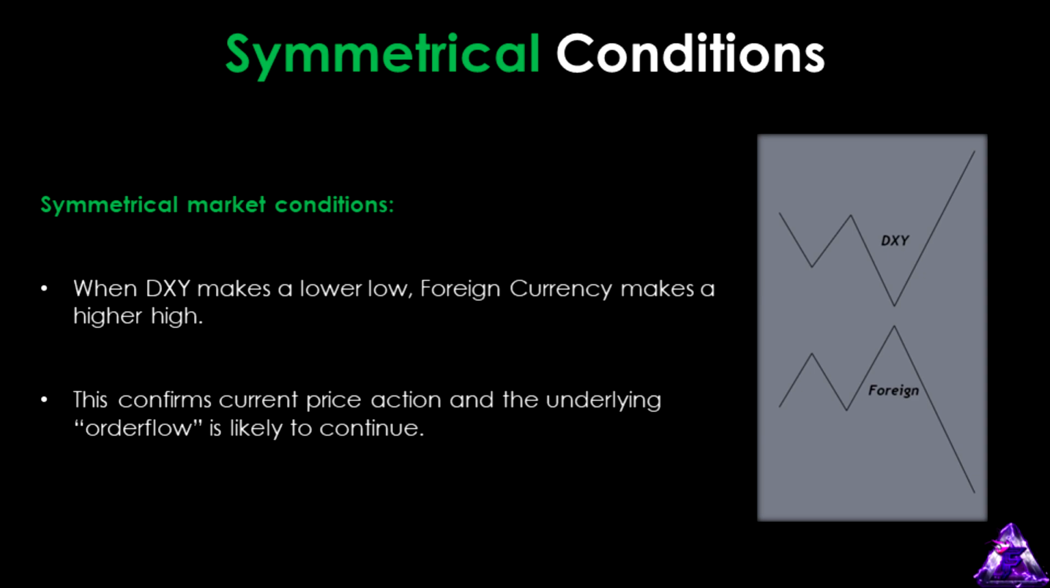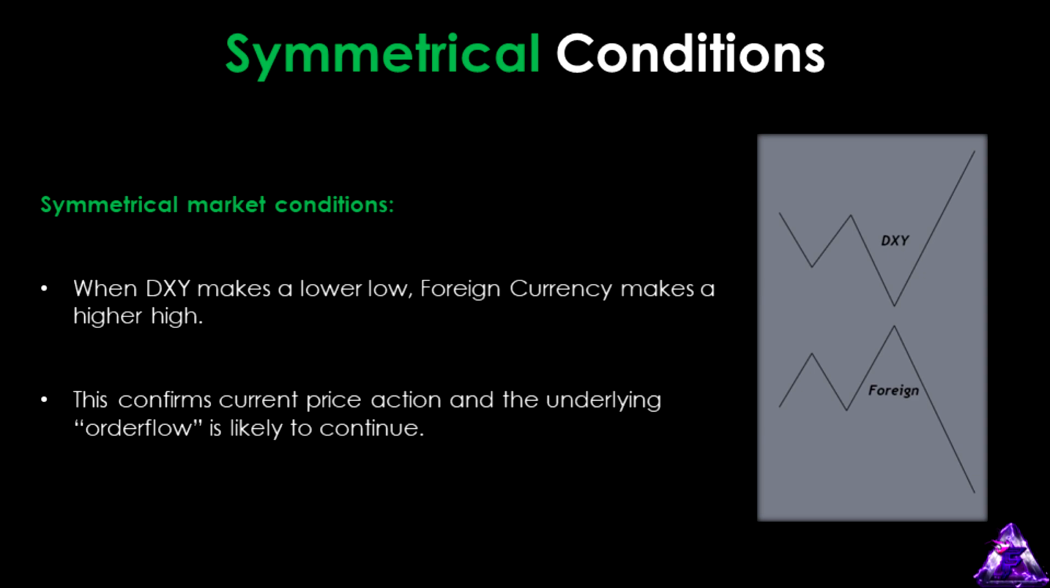While we're using the DXY and the euro versus the US dollar as an example here, this concept applies to other markets too. For instance, if you're an index or a commodity trader, you can use the same framework. First, take a benchmark asset like the S&P 500, the ES, or gold, and compare it with an underlying asset such as the Nasdaq for ES or silver for gold. Then compare the price action of both charts.